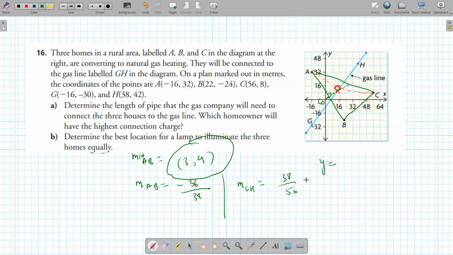Using that information, we can find what the b value is. So x here is 3, the y here is 4. This will give you the b value. So it's going to be 4 minus 38 times 3 divided by 56. It's going to be 55 over 28. Therefore, the equation of that line is 38 over 56 x plus 55 over 28.